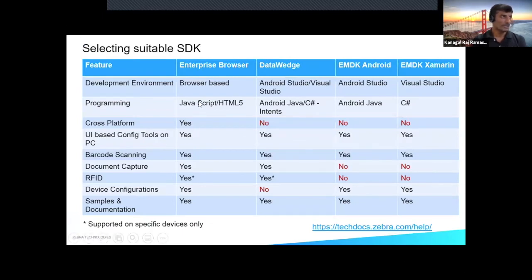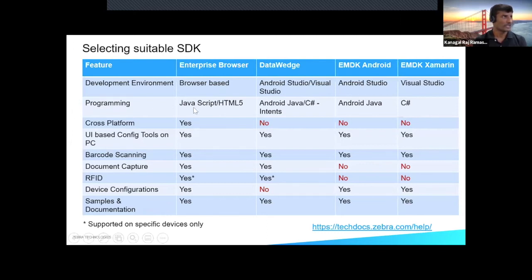So how do you decide which SDK is better for your use case? Here I have listed some of the features. One is the development environment. If it is browser based, go with the enterprise browser. And if you are using Android Studio or Visual Studio, DataWedge you can use, because it's based on intents. If you are developing applications only using Android Studio, the EMDK is an option. If you are using Visual Studio, EMDK Xamarin is an option.